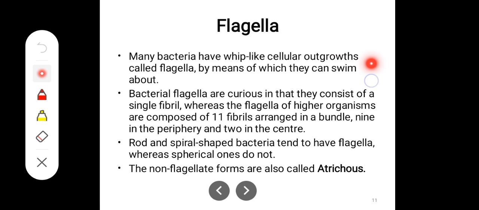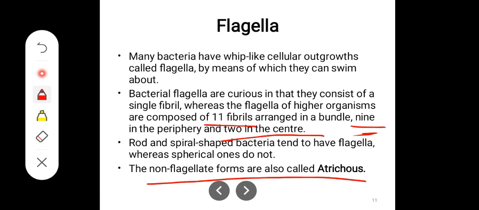Flagella have a wave-like outgrowth and can swim about. They consist of single fibrils, whereas flagella of higher organisms are composed of 11 fibrils in bundles, 9 peripheral and 2 in the center. Rod-shaped and spiral-shaped bacteria have flagella, whereas spherical ones do not. The flagellated and non-flagellated forms are called arthropods.